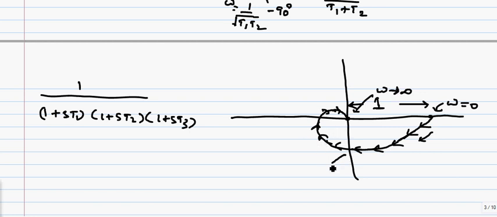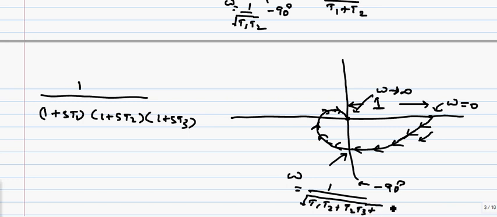Now the point is, what is the omega at this particular point when the polar plot is touching minus 90 degrees? This line is corresponding to minus 90 degrees, and this omega will be equal to 1 over square root of t1 t2 plus t2 t3 plus t1 t3.